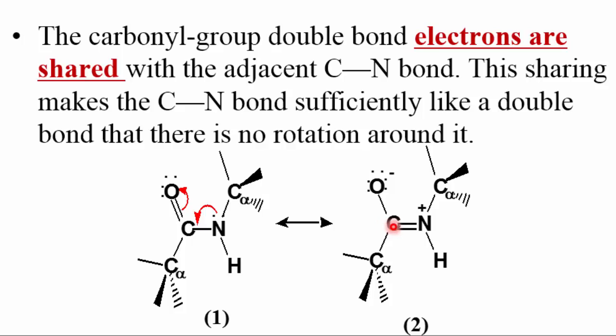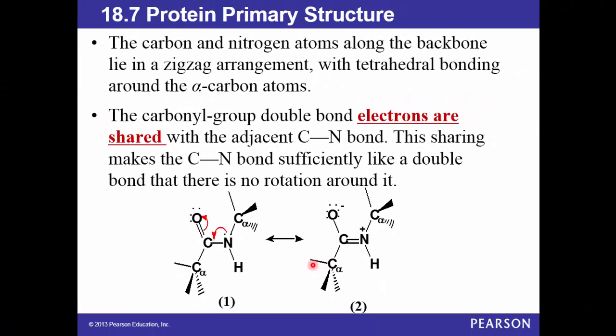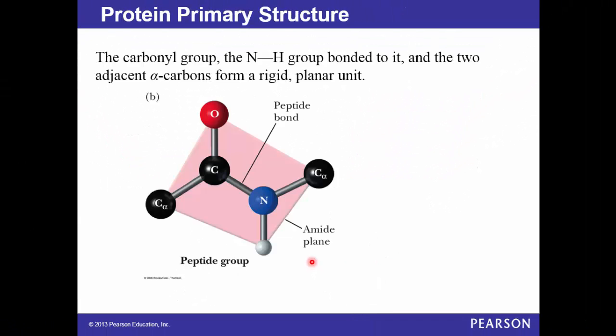Now, because of this double bond character, there is no free rotation around the peptide bond. The peptide bond is planar and rigid due to this resonance stabilization. The carbonyl group, the NH group bonded to it, and the two adjacent alpha carbons form a rigid planar unit, as you can see here. This is the amide plane, this is the peptide bond, and peptide group.